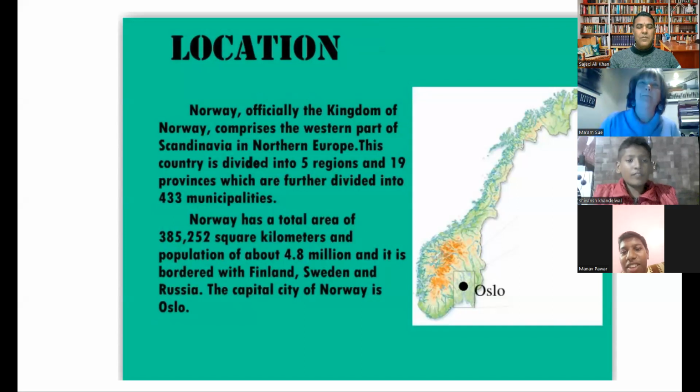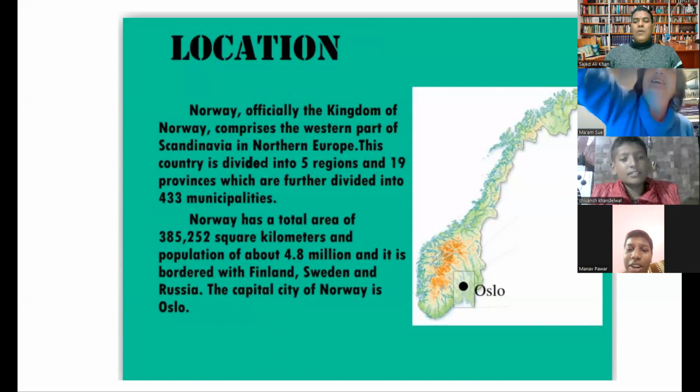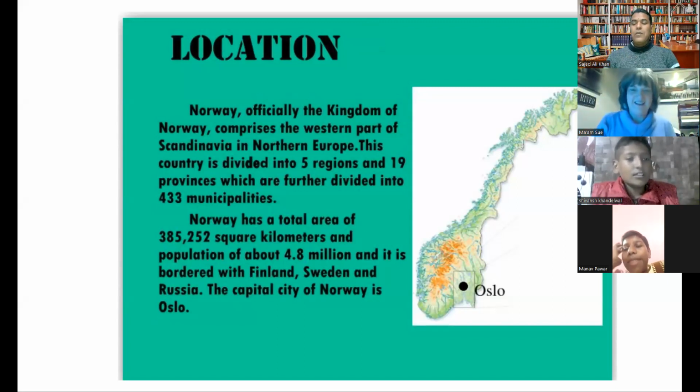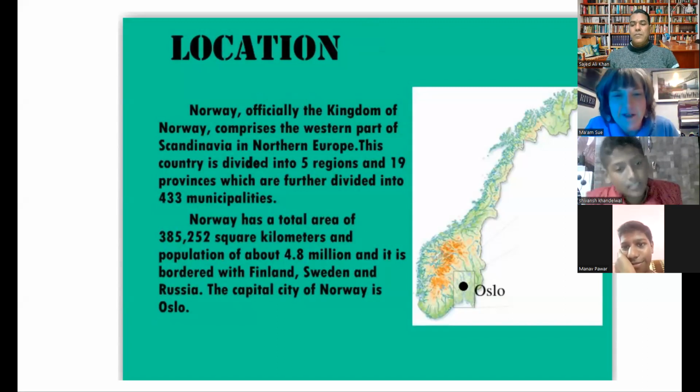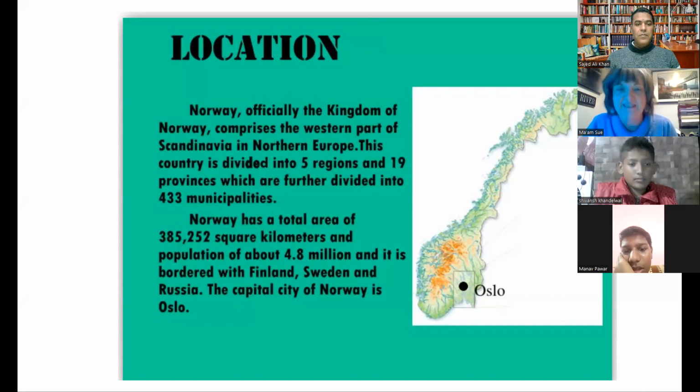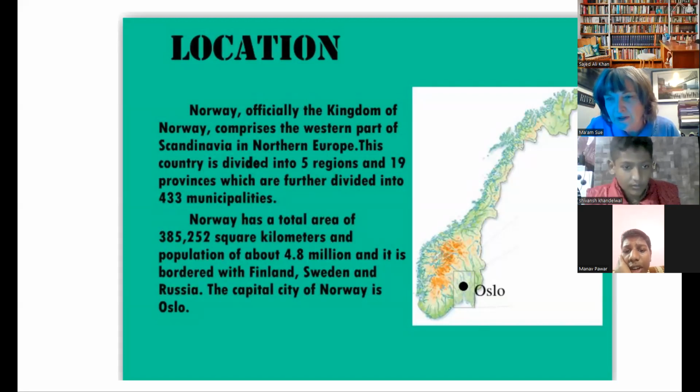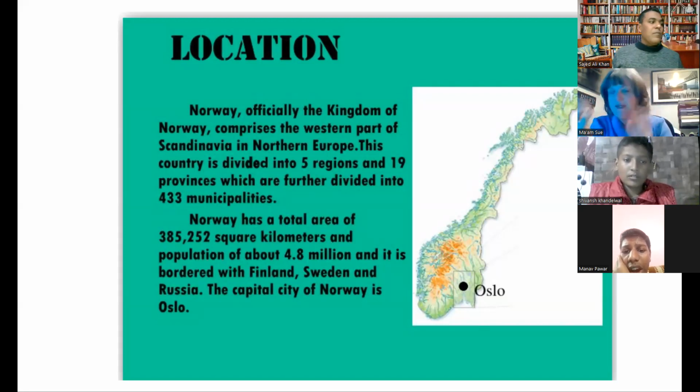Location: Norway. Official: the Kingdom of Norway. Comprise the western part of Scandinavia. In North Europe. This country is divided into 5 regions and 19 provinces. Province is like a state.